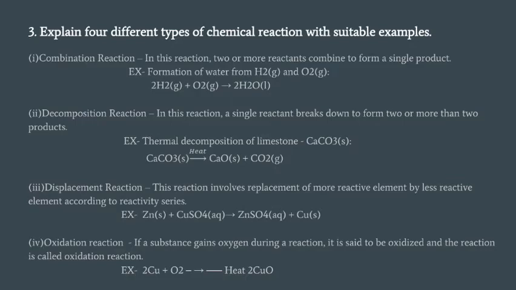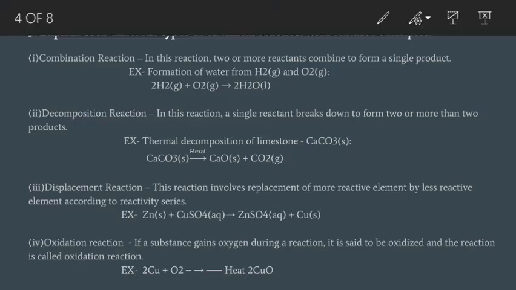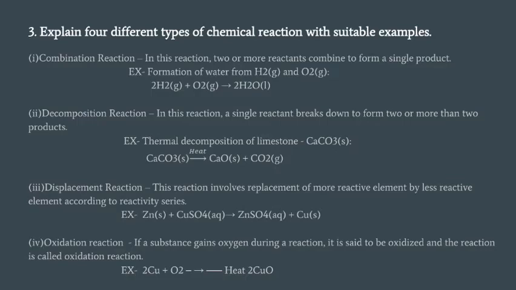Third type of reaction is displacement reaction, in which the more reactive element displaces the less reactive element from its salt solution. And how can we decide which is more reactive and which is less reactive? We decide this by the reactivity series of metals. For example, when zinc is added to the salt solution of copper sulfate, due to the higher reactivity of zinc, it displaces the copper and forms zinc sulfate, and copper is produced as a byproduct.